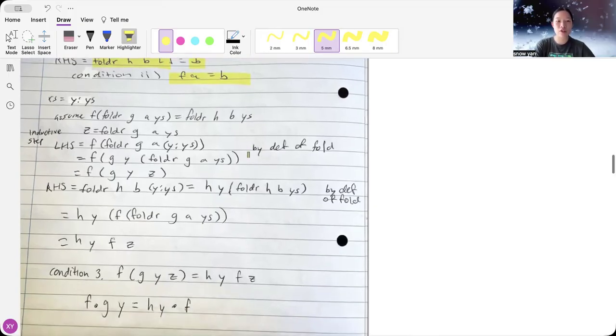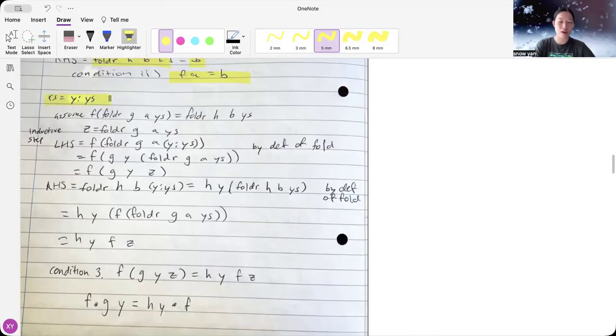And then for the third condition, we assume our x's is y cons y's, so then we have two elements to it, right? The first element and the remainder of the list. So we're just going to assume that our induction hypothesis is that this holds. And now we're going to call Z to be fold r of g A y's. So then on the left-hand side, we have this thing, right?